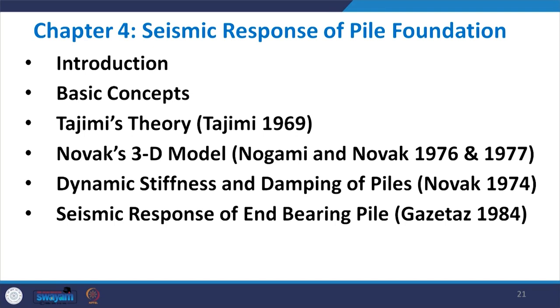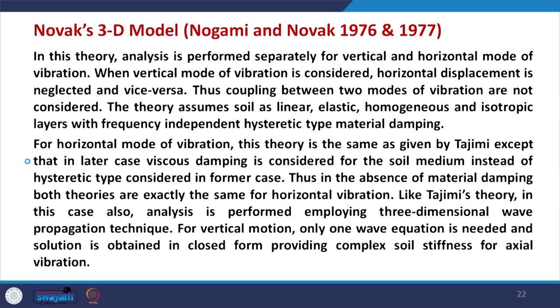There are two papers, the first one in 1976 by Nogami and Novak, and the second one by Novak and Nogami in 1977. After that, we are going to talk about the solution given by Novak in 1974 and finally Gestalt. So let us start from this Novak's 3D. We are going to start from this point and continue with this.